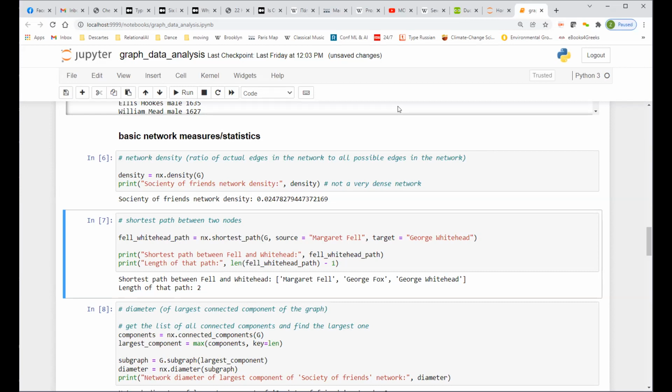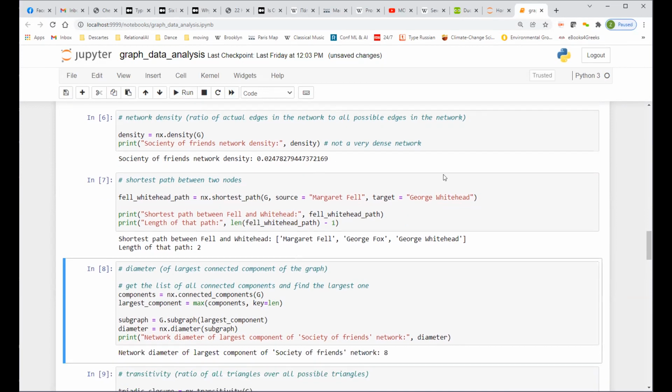As well, we'll perform here some of the analytics that we saw in the first part of the slides. For example, which are the central nodes, who is a very popular person here. So yes, it's not a very dense graph. Density is a form of connectedness. We can compute the shortest path between nodes.